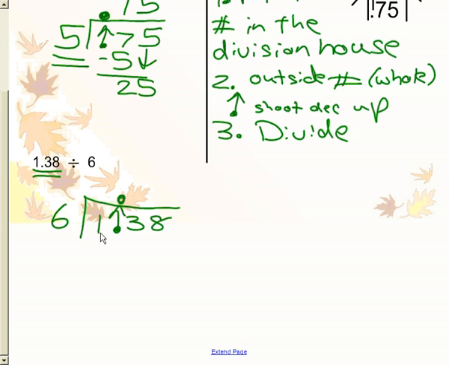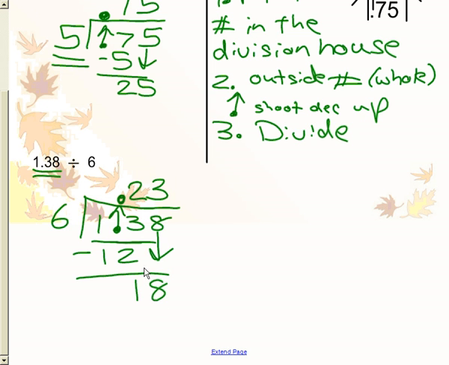6 does not go into 1. So let's look at 13. 6 goes into 13 2 times. Make sure to put your 2 directly above the 3. Then we do 2 times 6 is 12 and subtract. 13 minus 12 equals 1. Then we drop down our next digit. 6 goes into 18 3 times, and that is our final answer.